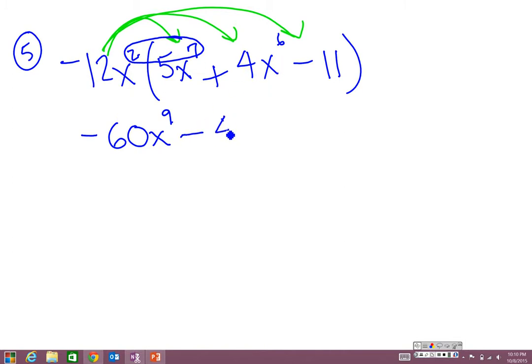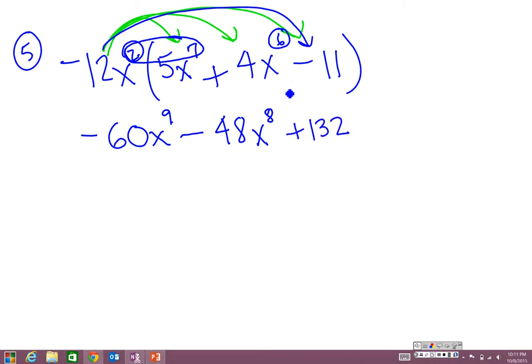So negative 48 x to the what? Alright, now we're adding a 2 plus a 6, x to the 8th. Next, negative 12x to the 2nd times negative 11. Negative 12 times negative 11. Positive 132. And of course we have that x squared there that we have to write down as well.